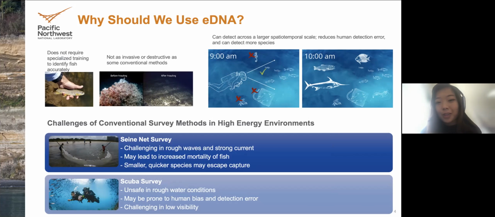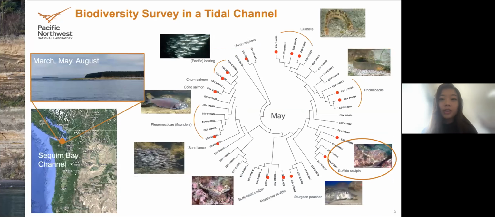For visual surveys by scuba divers, rough water conditions may also make sampling unsafe as well as decrease visibility. Scuba surveys may also be prone to detection bias and error. eDNA can circumvent the problems faced by beach seine net surveying and scuba surveys. The advantages of using eDNA can be shown in the field data.